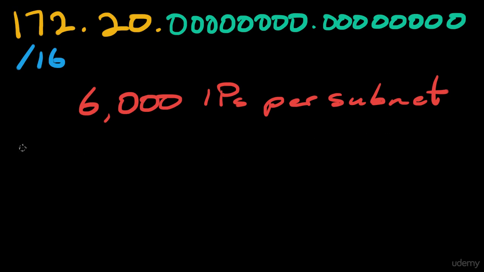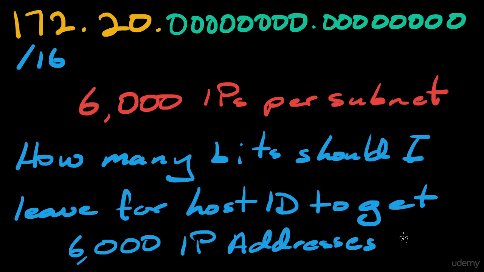The way I'll tackle this problem is I'll actually start off by asking the following question. How many bits should I leave for host ID to get 6,000 IP addresses? If I can figure that out, then I'll leave those bits for host ID, and the bits in front of it are the ones I'll take for network ID. Those bits will become the subnet bits.